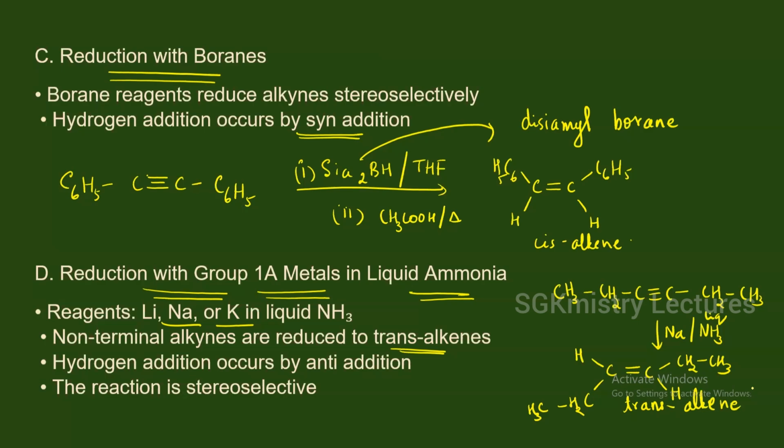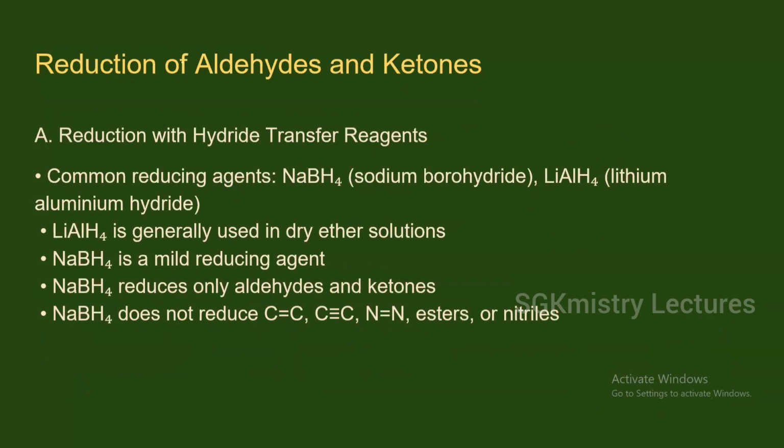So whenever you are using group 1A metals in the presence of liquid ammonia, okay, to get cis alkene we can use palladium in the presence of barium sulfate, Lindlar's catalyst. For getting the trans alkene, we use group 1A metals in the presence of liquid ammonia. Right. So next, talking about reduction of aldehydes and ketones.